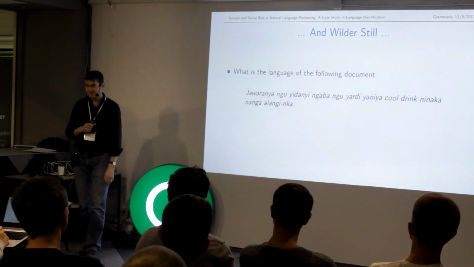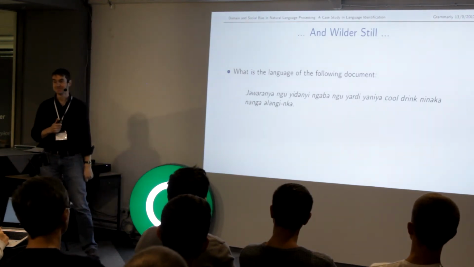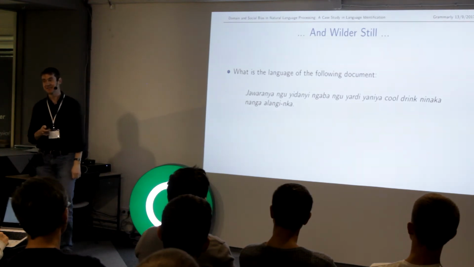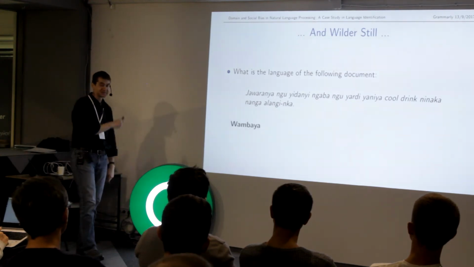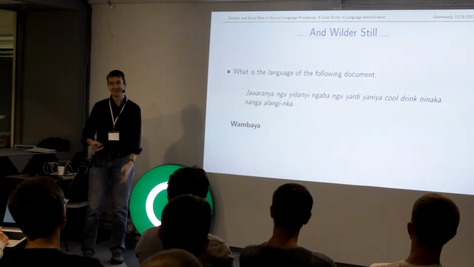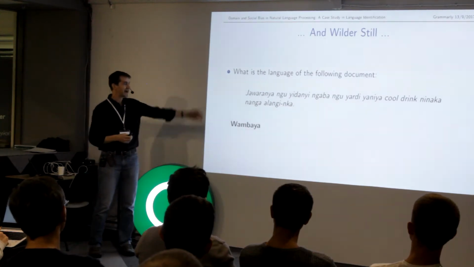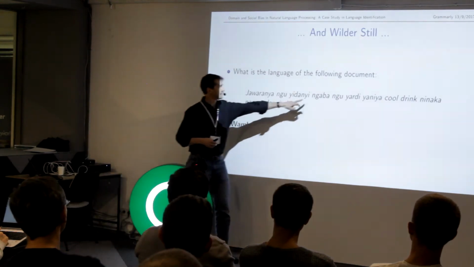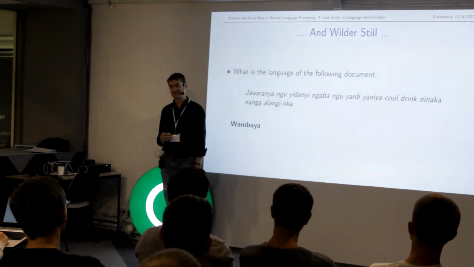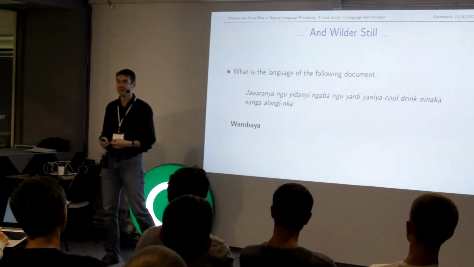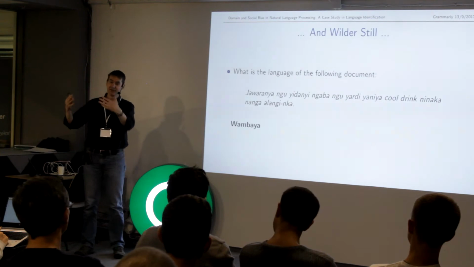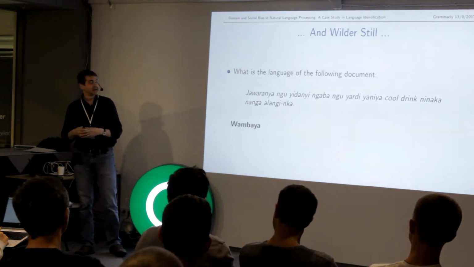What about this one? There would be a prize for getting this one right. It's actually an extinct language. So this is an Australian Aboriginal language. So, how would you pick up on this? Well, you have to know something about consonant patterns and some basic morphology of Australian Aboriginal languages to get a sense that it's probably from northern Australia somewhere.